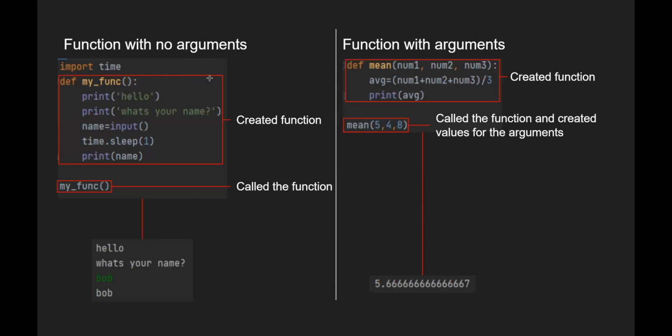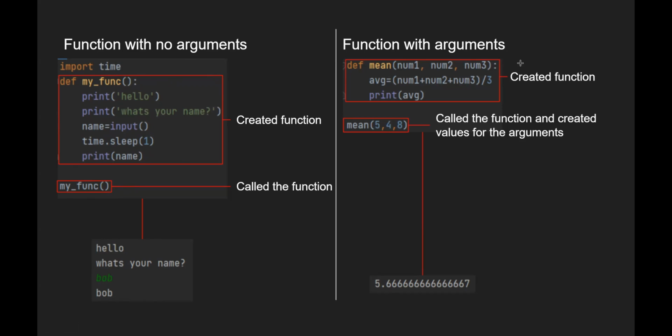So for a function with no arguments, you could say like def my function. It would print hello, what's your name. Take that as an input, and wait 1 second, and then print name. And then you can call the function. Only if you write this line, the output will go. So if we write this line, we'll say hello, what's your name? And then you can input Bob, and then we'll wait 1 second, and then print your name.